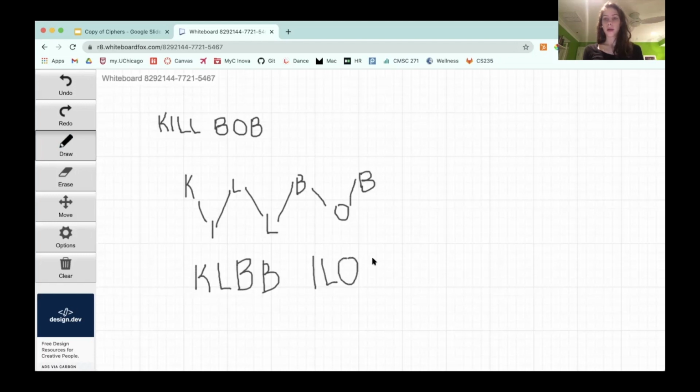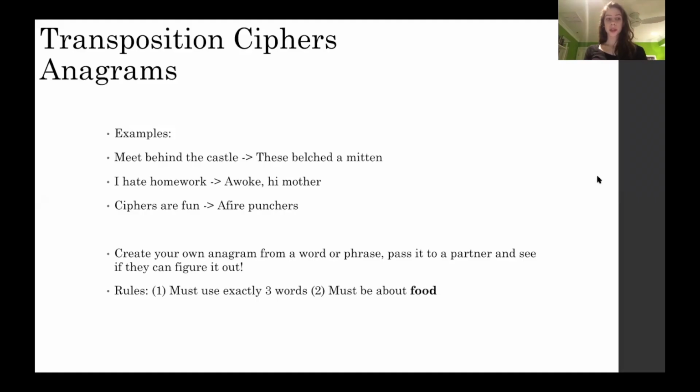And so if the person we're sending it to knows that we've encrypted the message in this way, they can recreate this drawing based on these two words and then work backwards to get the original message, which is "kill Bob." As a fun exercise for you to try on your own, try encoding the message "we are discovered" in a rail fence cipher. Maybe do this with a friend, text them a picture, and have them work backwards and vice versa. The second transposition cipher we'll look at are anagrams.